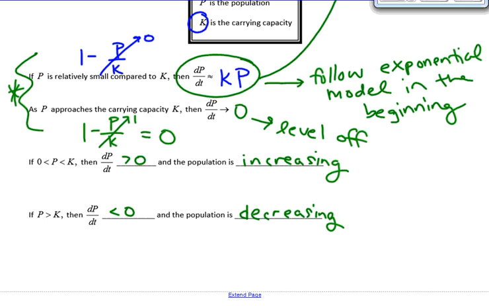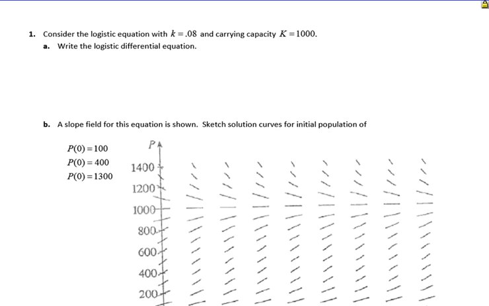And of course, yet again, this is some kind of information and theory that you need to definitely memorize. All right, so let's see how this looks as an example. So we have a logistics equation. They give us the two K values, lowercase k and uppercase K, and they want us to write the logistic differential equation.